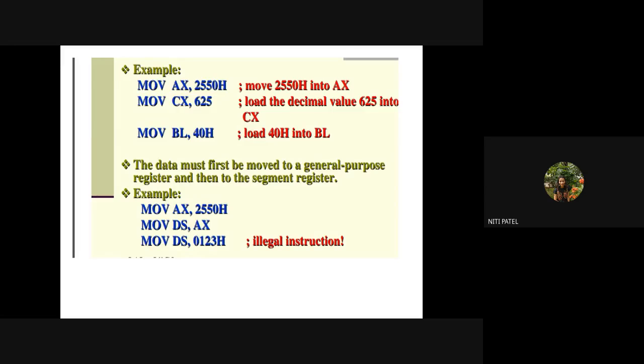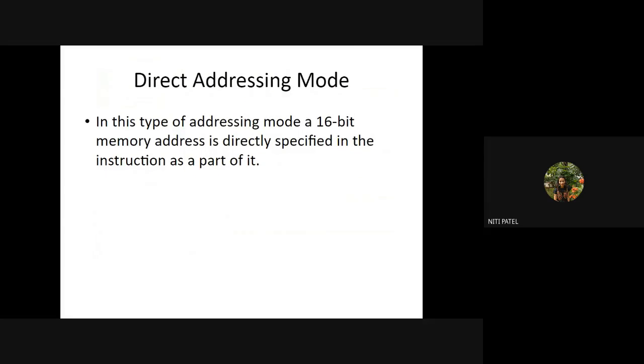Let us look into the next addressing mode, called direct addressing mode. In this type of addressing mode, a 16-bit memory address is directly specified in the instruction as a part of it. What is it? A 16-bit memory address is used in the instruction. Data is not used, a 16-bit memory address is used. Now, do you know what a memory address is?